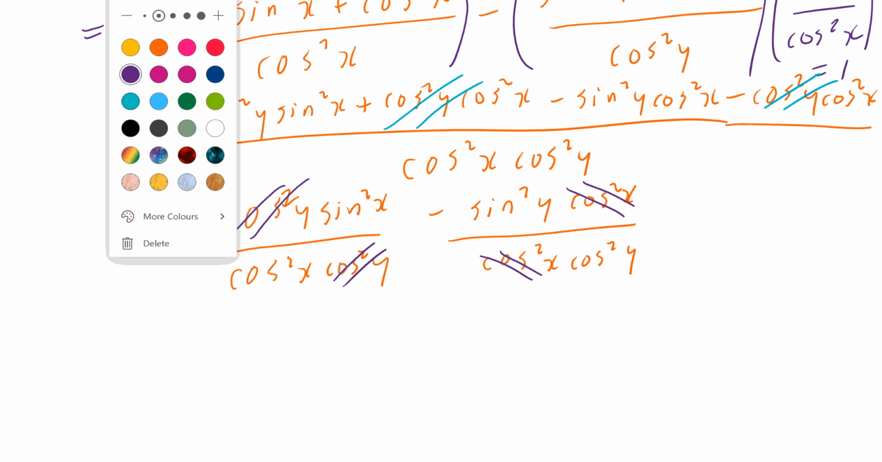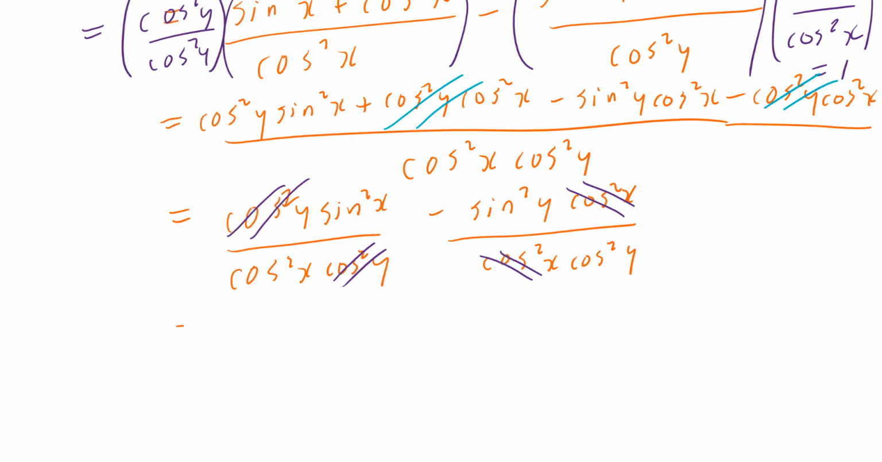And now, if you clean this up, sine over cosine is going to be tan. That's going to be tan square x minus, again, sine square y divided by cos square y. That's going to be tan square y, which equals the right-hand side. I hope this makes sense.